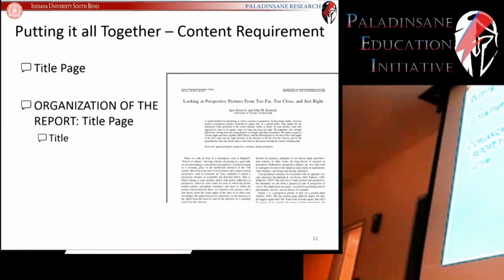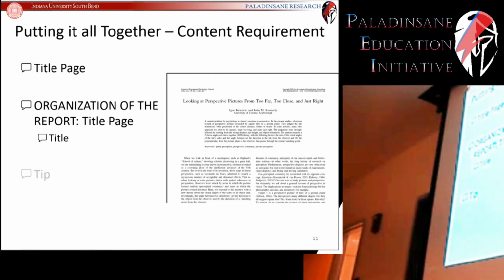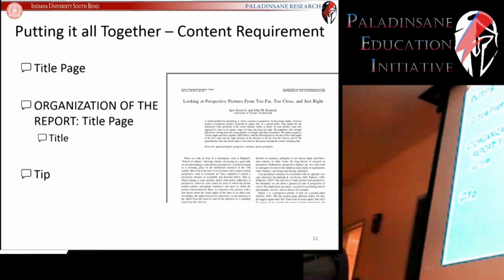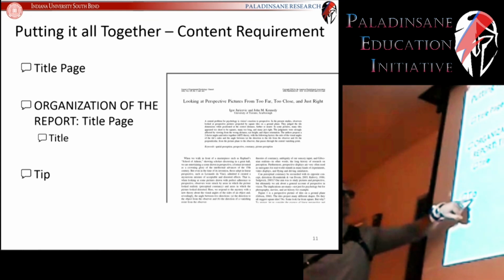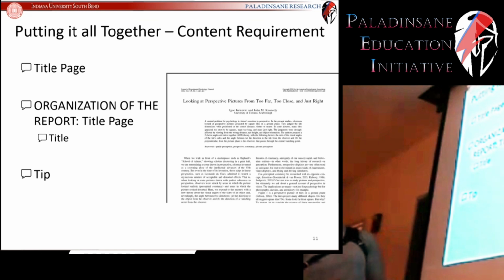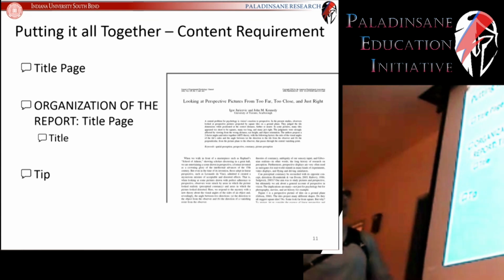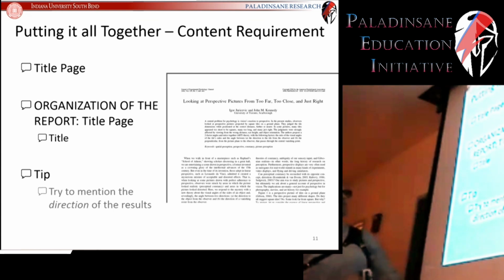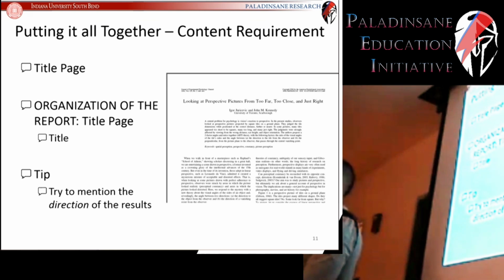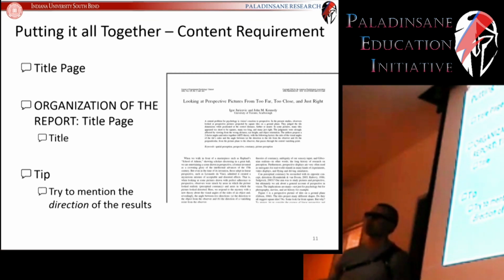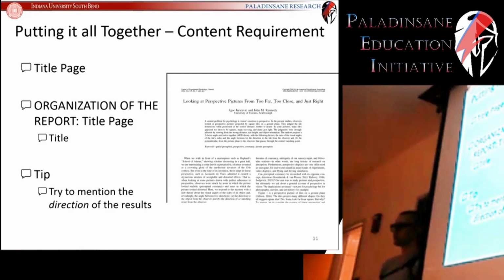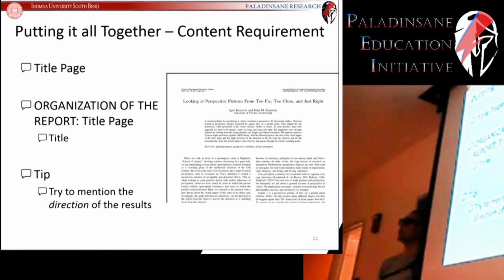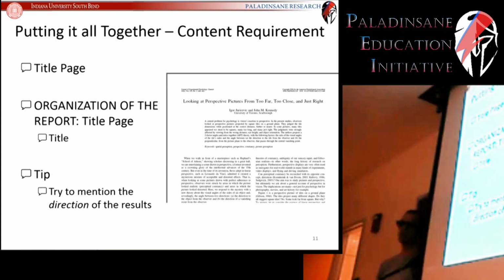In terms of the actual title that you come up with, one tip that you can do, you don't have to, but this is for your psychology future, you can see you don't have to do it because I didn't even do it here on this article that I published. One tip is you can always try to mention the direction of the results in your title. That's always very nice to the reader. That's always a good way to communicate what your research paper is going to be about.